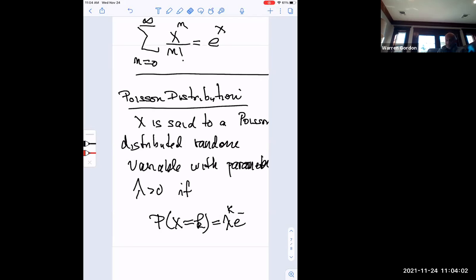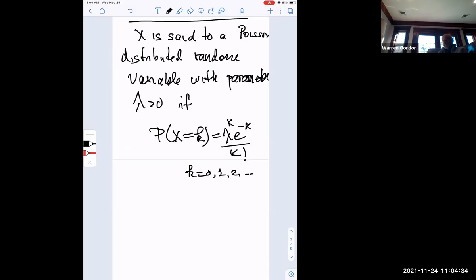lambda to the k, e to the minus lambda, over k factorial, where k takes on any non-negative integer value. One can actually prove that the sum of all these probabilities, this infinite series, converges and gives you 1. The sum of all the probabilities is 1. And I do that for you right in the text.